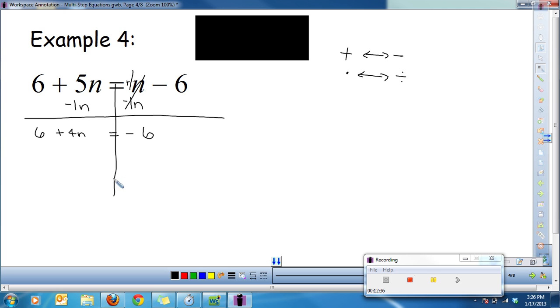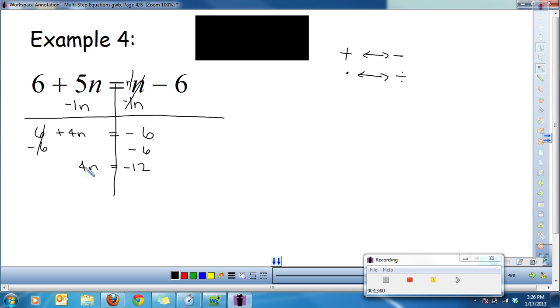Now, this has turned into a two-step equation. I need to get n alone. So first, I need to get rid of my addition and subtraction. Right now, we're adding a positive 6. So to undo that, I'm going to minus 6 from both sides. Bring down my 4n. Now I have that negative 6 minus 6, which gives me a negative 12.